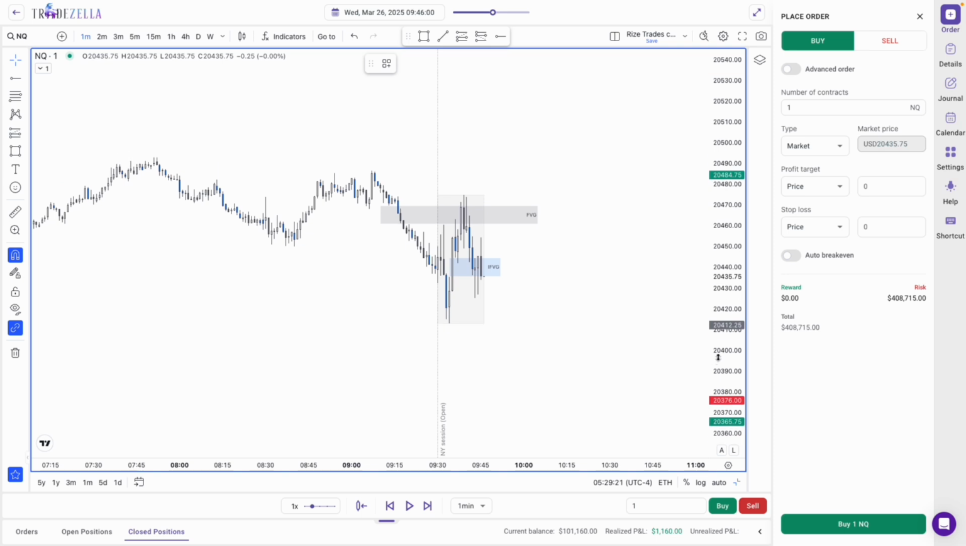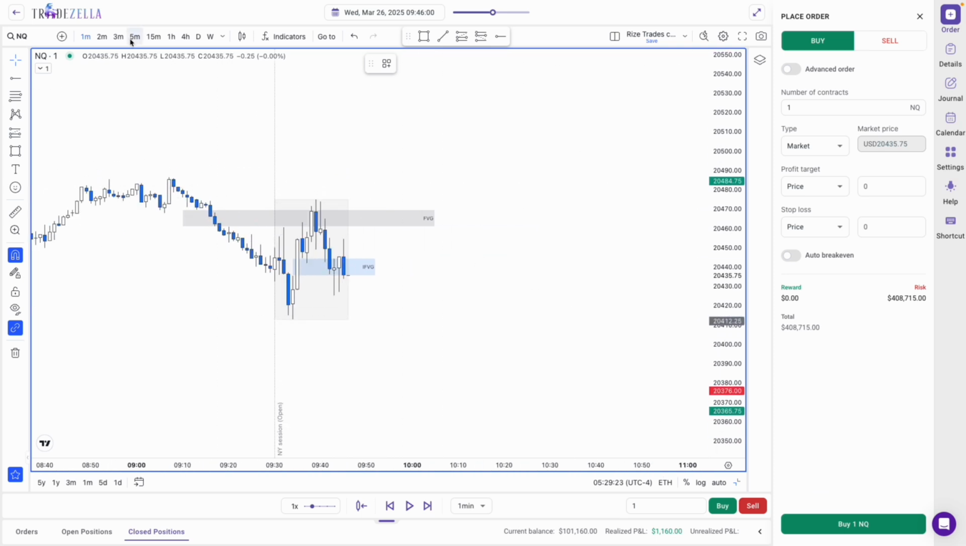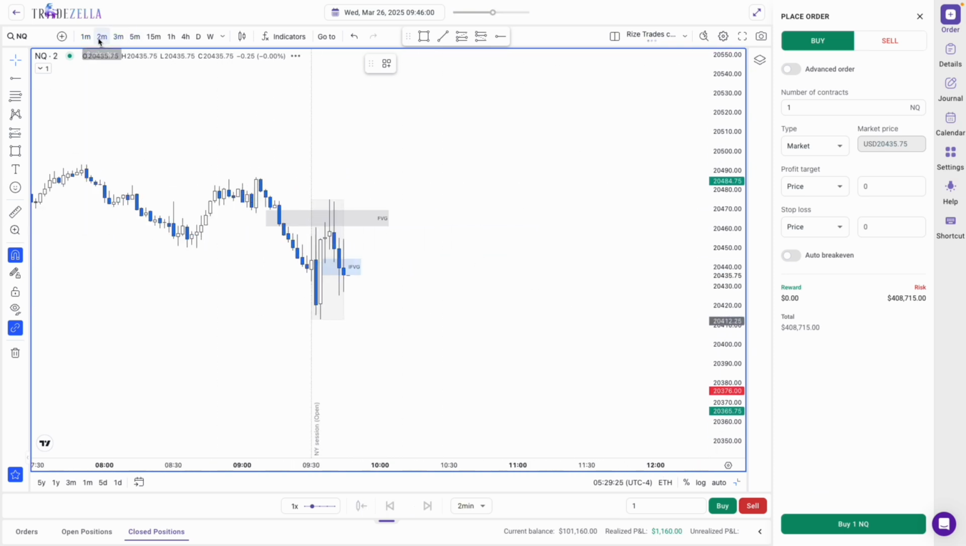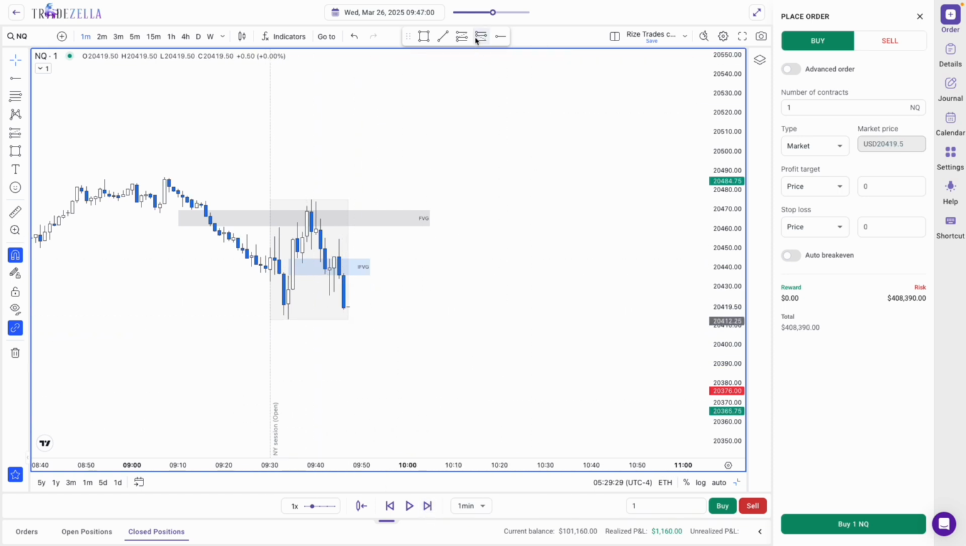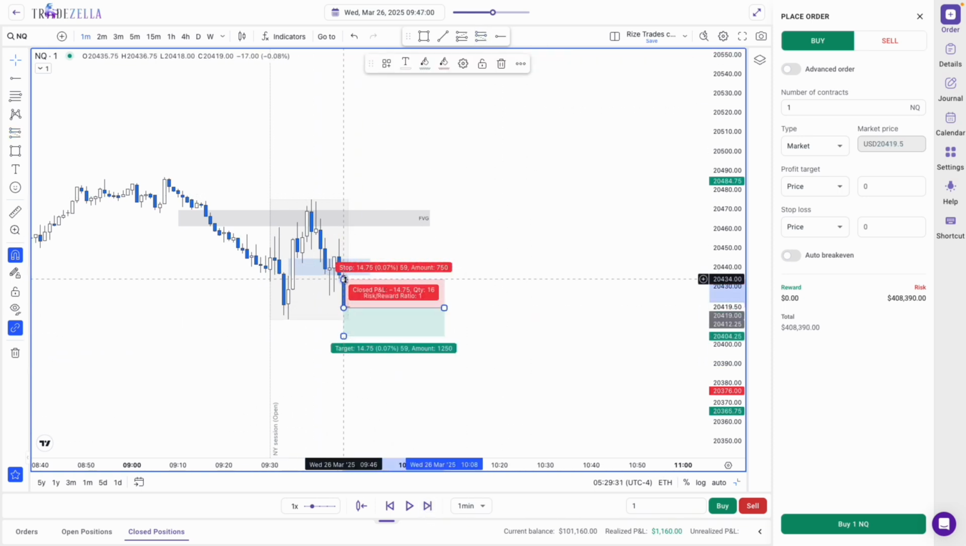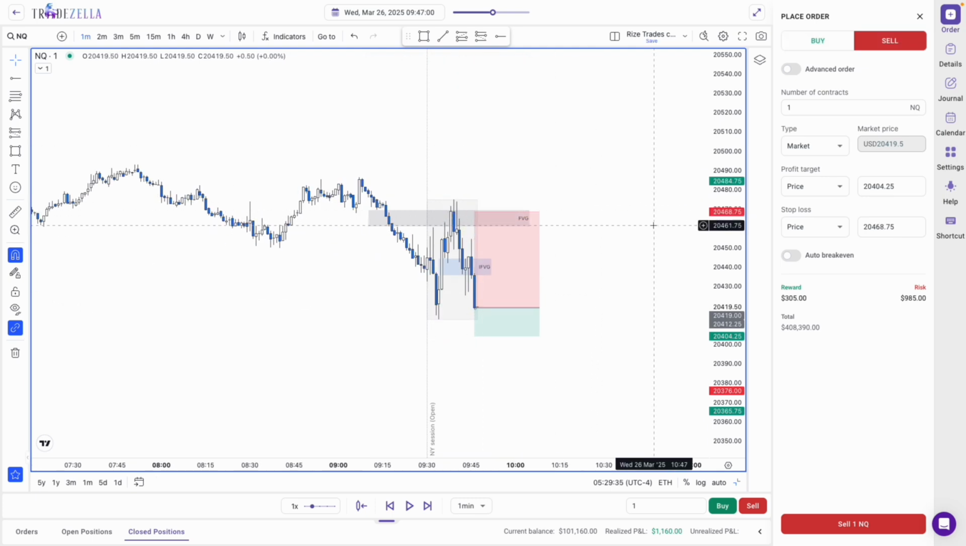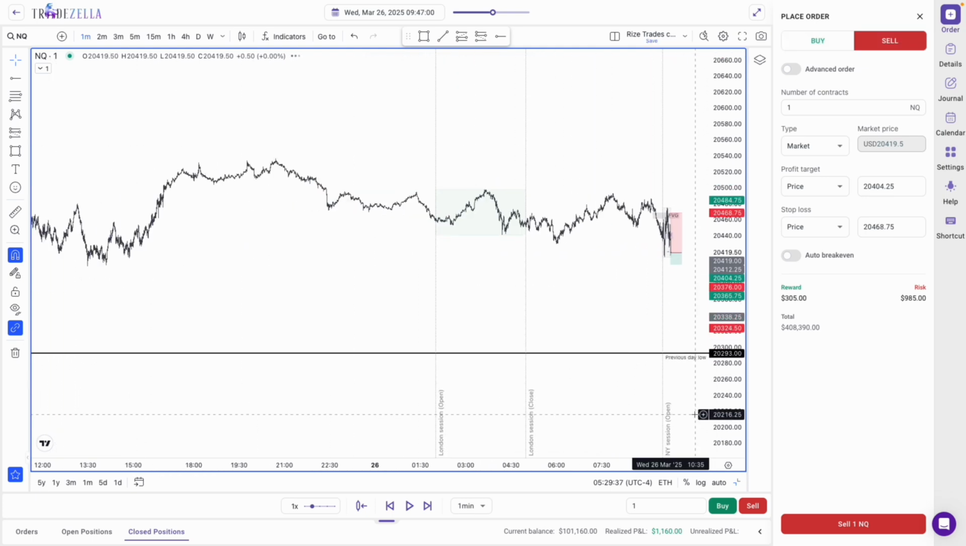Okay, not quite inverse that just yet, but obviously this is still the only option we have. You can see there's no 3 minute, no 2 minute. So 1 minute is the only option. And there we get a close below. So stops obviously same place as usual. And there we go.